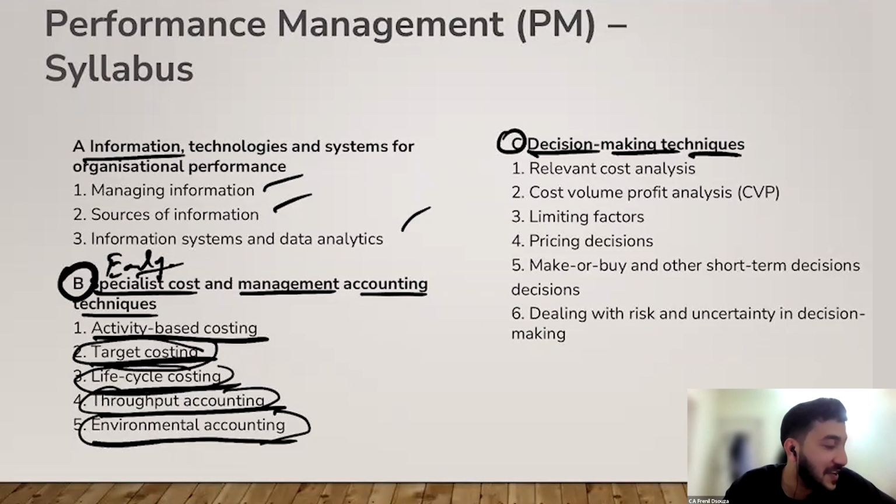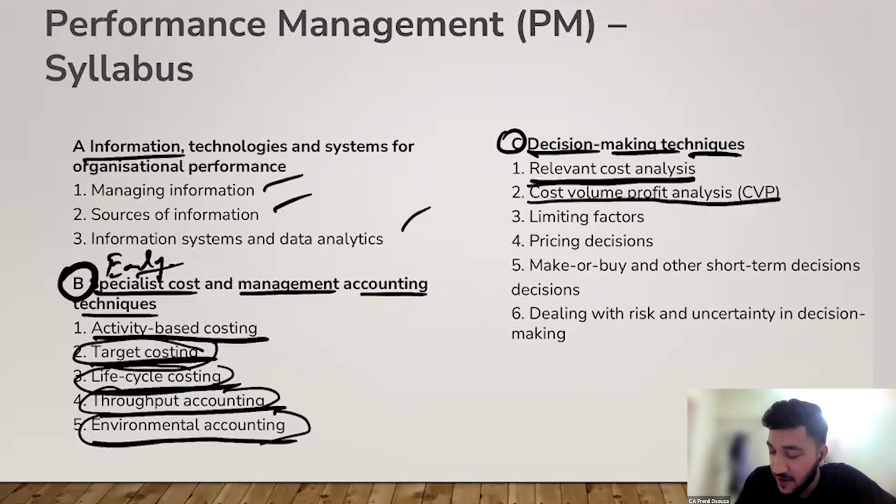In decision making techniques, what are we going to learn? We are going to learn relevant cost analysis. What is relevant to my decision making? Which cost is relevant? Which cost is irrelevant? For my decision making, those kinds of analysis we are going to learn. And we are going to learn cost volume profit analysis, CVP. You might have heard this topic in BCom or other professional courses as marginal costing. That we are going to learn in this topic.